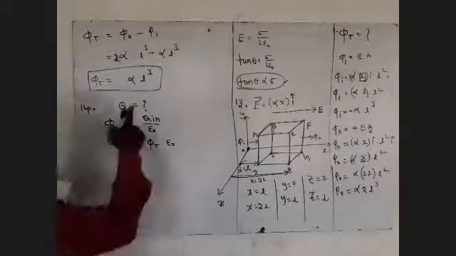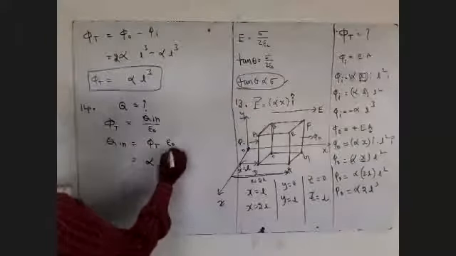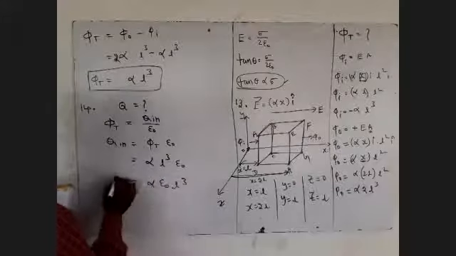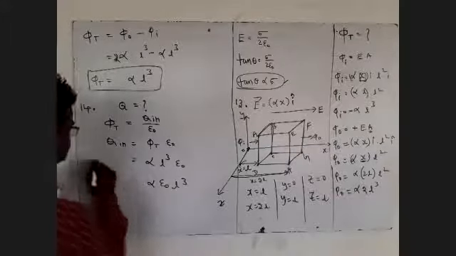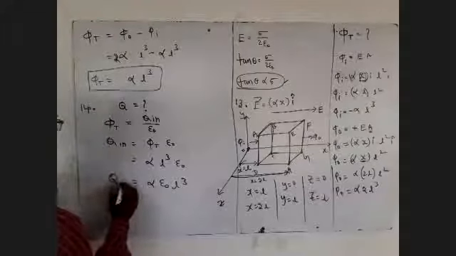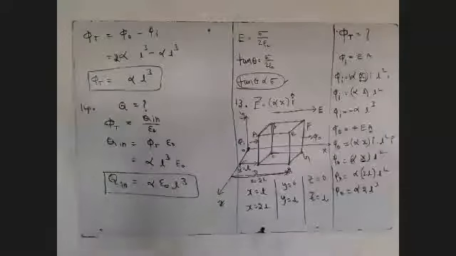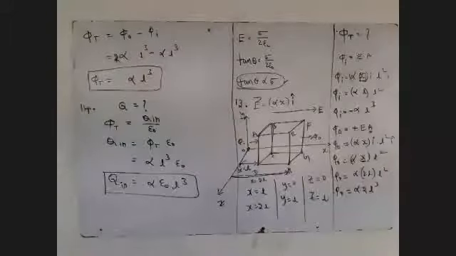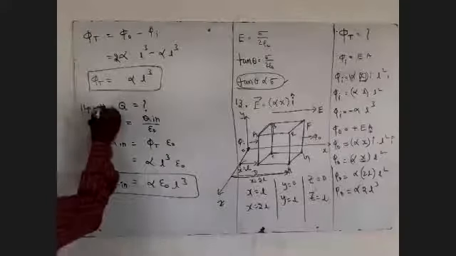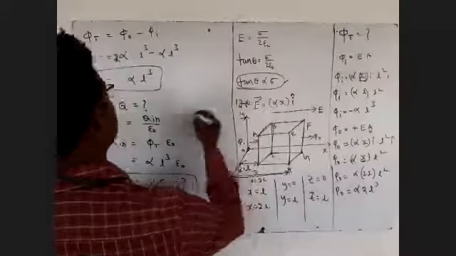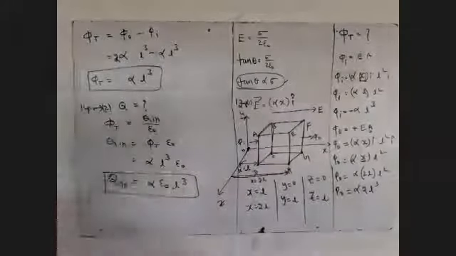What is the total flux? Total flux is equal to alpha L cube. So Q is alpha epsilon naught L cube. This is a charge, not a flux. Inside charge is alpha epsilon naught L cube. That is your answer, the second option is correct. For question number 13, option number 1 is correct. Okay, that problem is over.